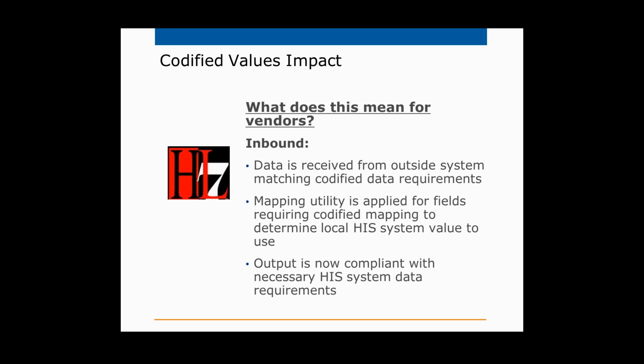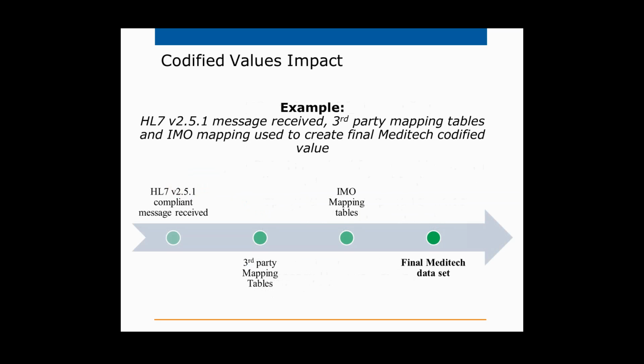So typically with inbounds, what happens is the data is received matching 251 requirements. You're going to get the codified values right in the message. And then again, mapping can be used to reverse engineer those and map those back to what's relevant in the hospital system, on the Meditech side, for example. And now the data is a match for what's in Meditech, which, if you're going to put data in Meditech or make decisions against it, you need to know the Meditech terms and mnemonics for everything as well. So it's the same process, but in reverse.